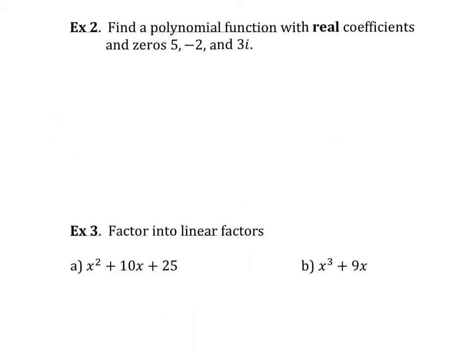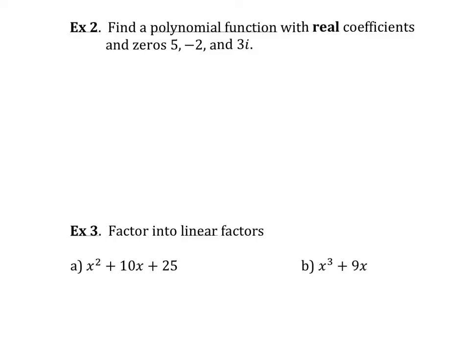Okay, example 2 says find a polynomial function with real coefficients and zeros 5, -2, and 3i. Okay, it specifically says real coefficients. Because if you try to write out these zeros and you use the 3i, when you distribute this out, you're going to end up with an i in your coefficient, and they don't want an i in your coefficient. Okay, so we're going to use the fun fact about conjugates to get another answer for this.